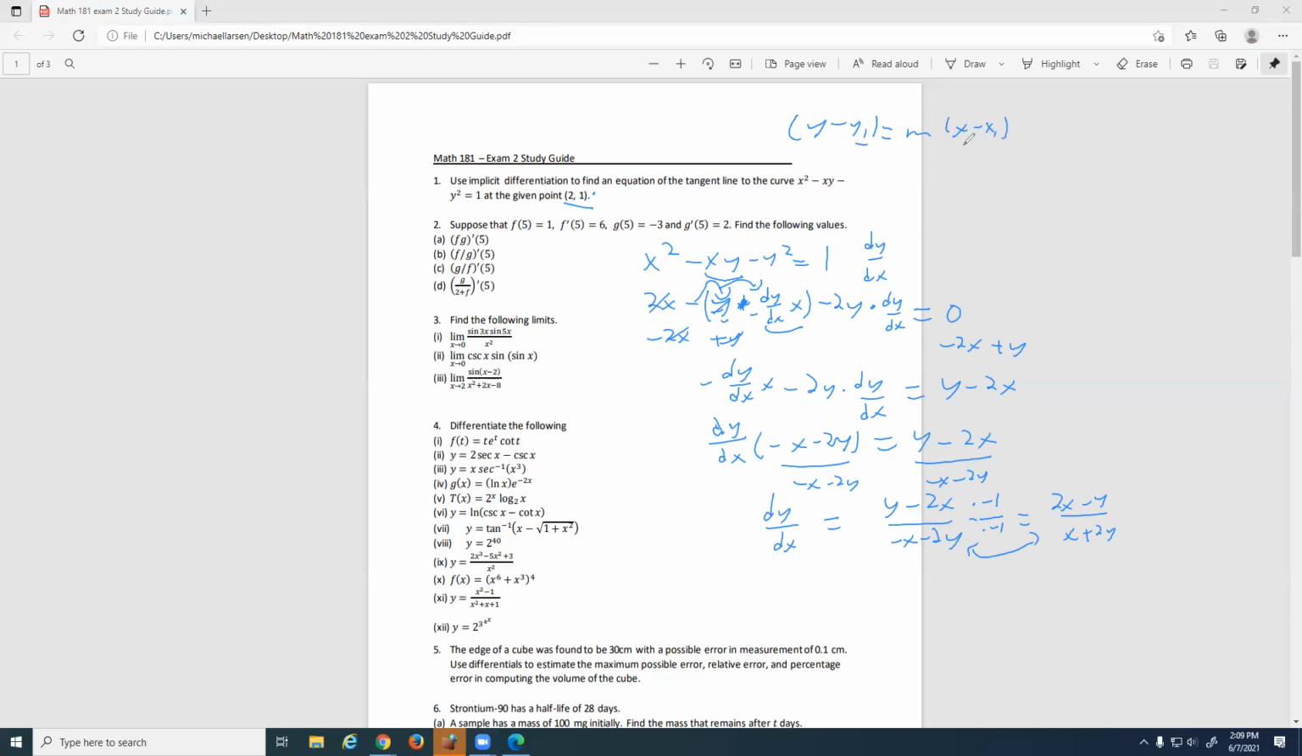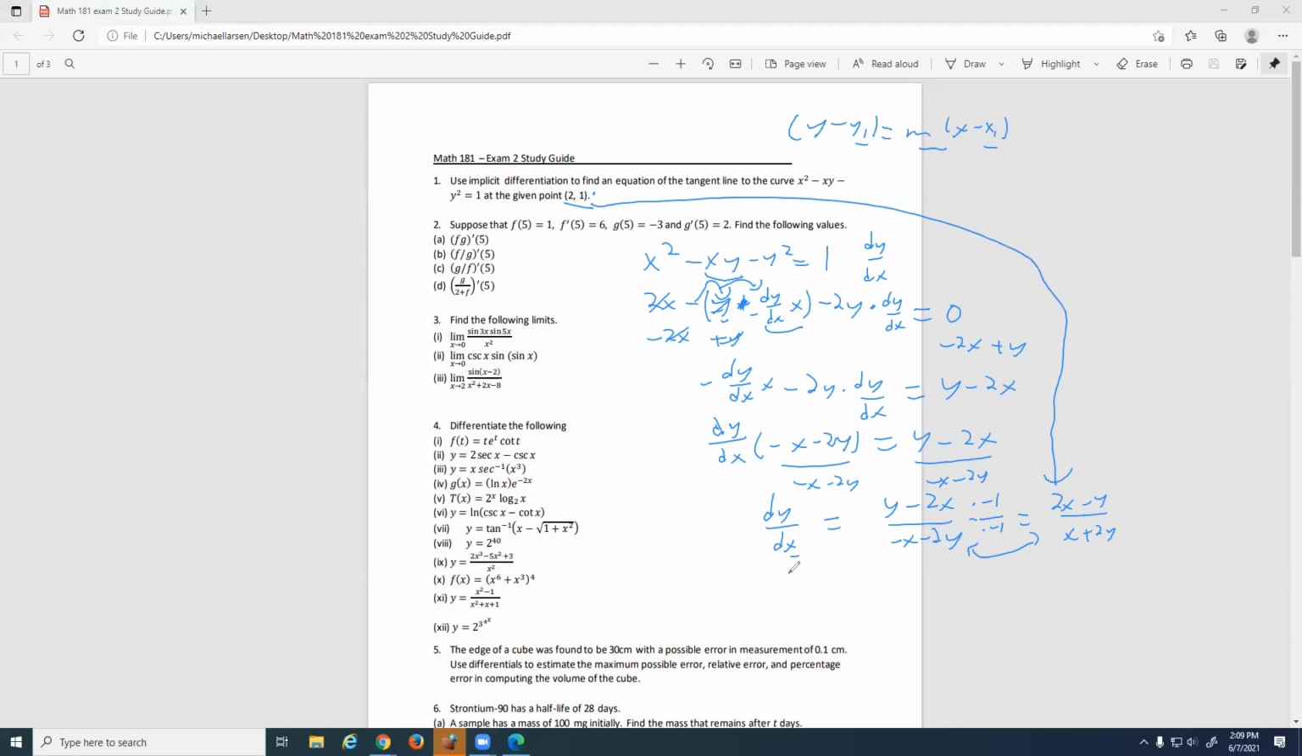So we already have our point, and now all we need is a slope, and we have the equation for the derivative, so we can just plug our point into our derivative, and that'll be our slope m at that point. Then we can plug into this formula for the line, and we should have our tangent line. So from here, we'll plug our point 2, 1 into our derivative.